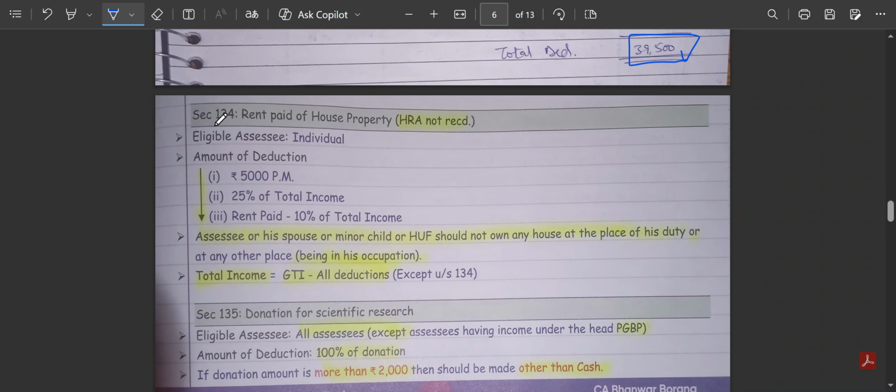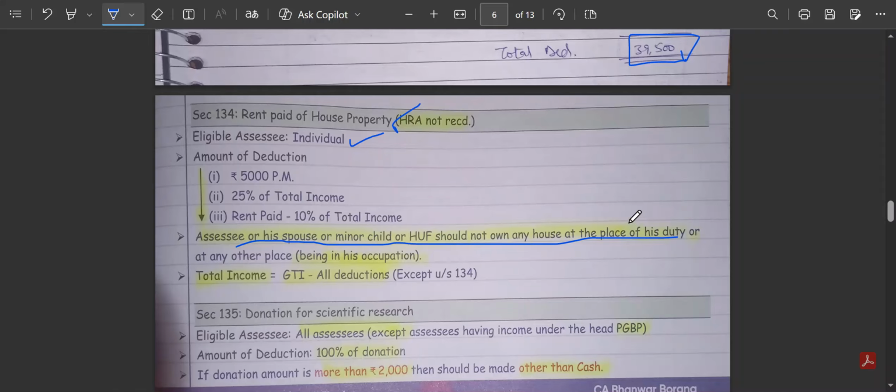The next one is section 134, which deals with rent paid for house property when the person is not receiving HRA. So when a person is not receiving HRA and he makes payment of rent for house property, then he will be eligible for this deduction. The eligible SSC will be any individual, and there is a condition which says SSC or his spouse or his minor child or HUF should not own any house at that place of his duty, because why not stay there only, or at any other place being in his occupation.